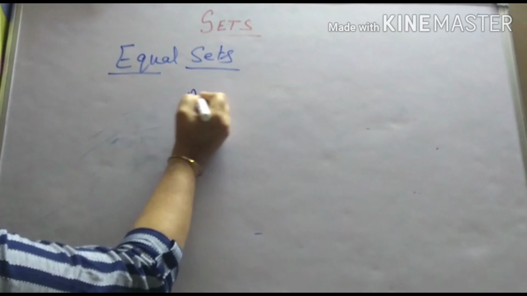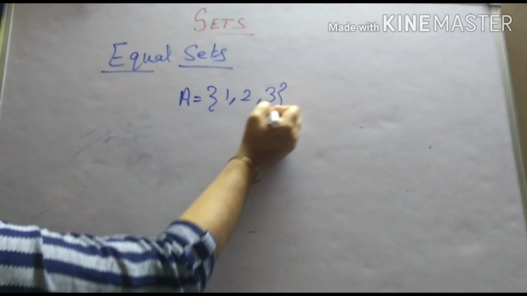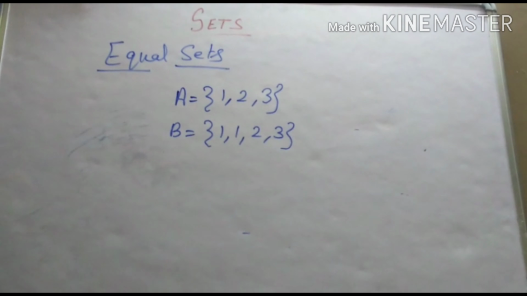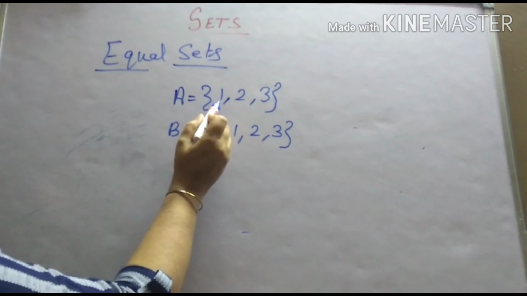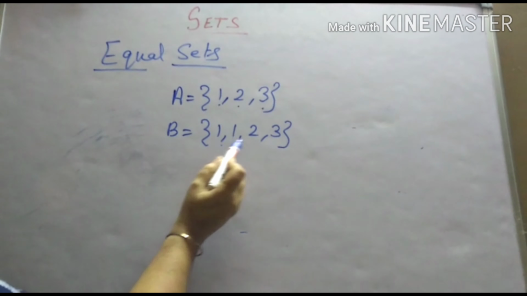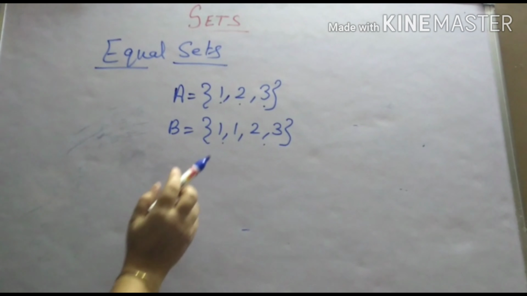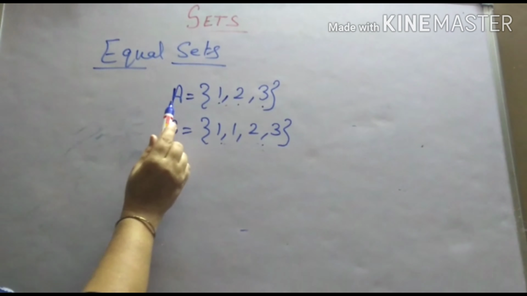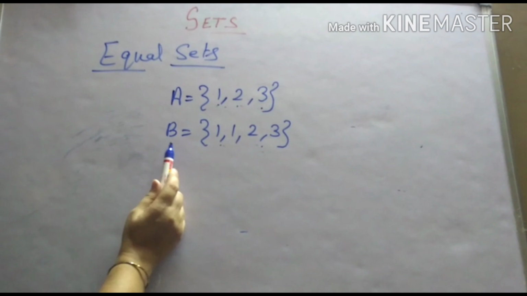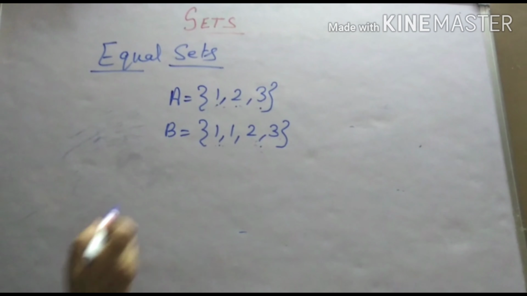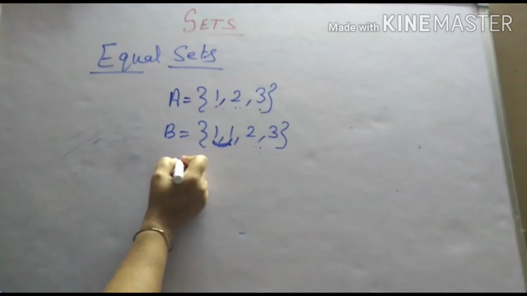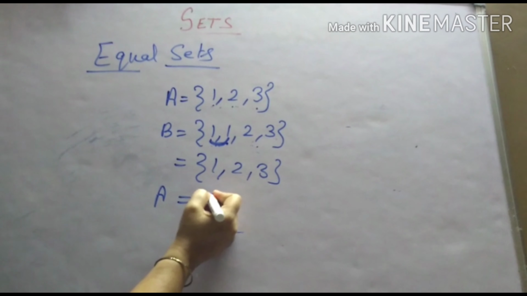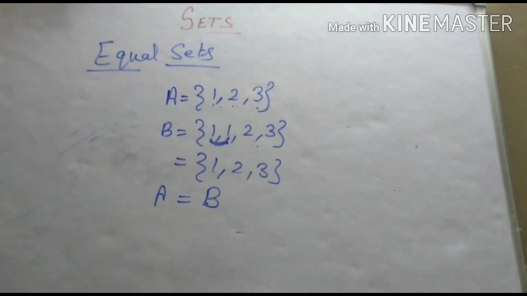Example: let set A be {1, 2, 3} and set B be {1, 1, 2, 3}. Are they equal? Yes, they are equal because every element of A is an element of set B and every element of set B is an element of set A, because the elements of set A are 1, 2, 3 and the elements of set B are also 1, 2, 3. Again, repetition doesn't matter, so we can write B simply as {1, 2, 3}. So set A is equal to set B.